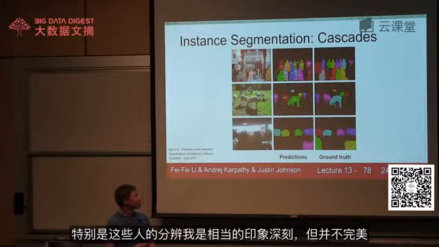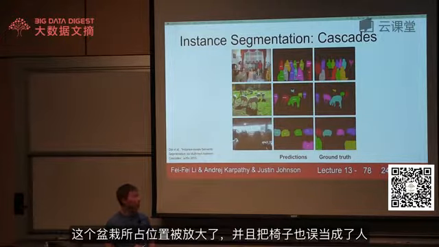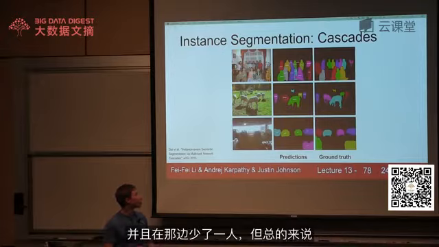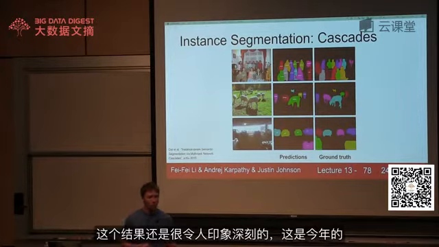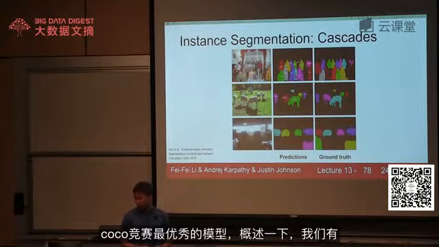But you can see it's not perfect. This potted plant it thought was blobbier than it really was, and it confused this chair on the right for a person, and it missed a person there. But overall, these results are very, very impressive. And like I said, this model won the COCO segmentation challenge this year.